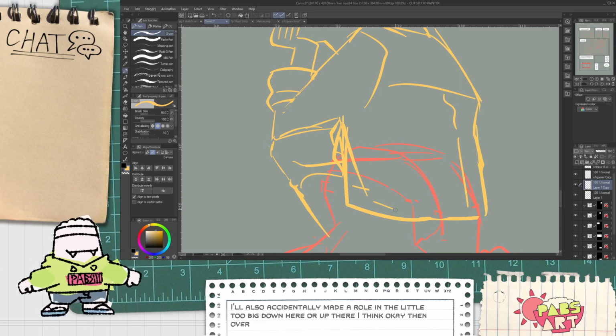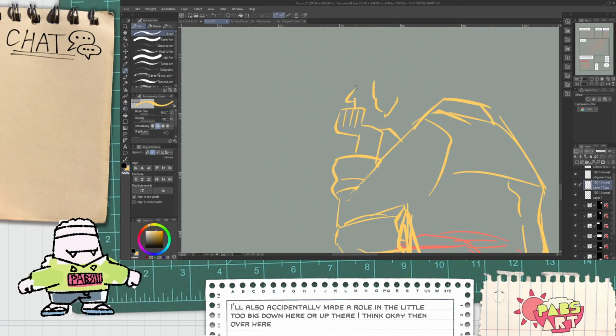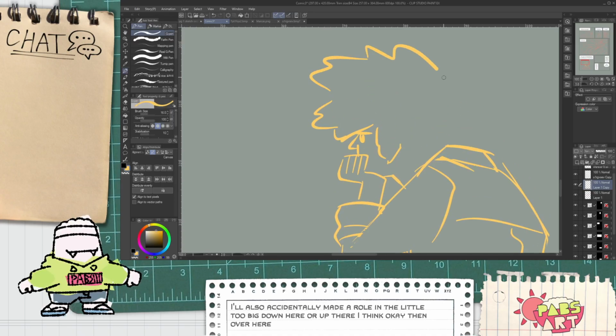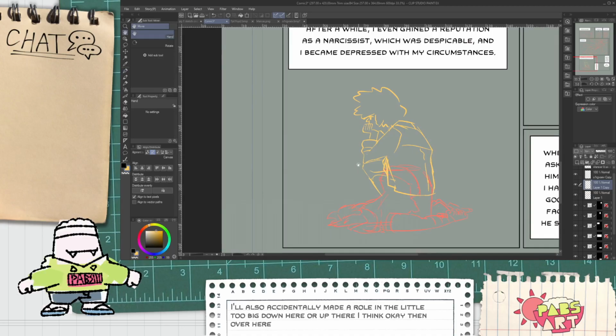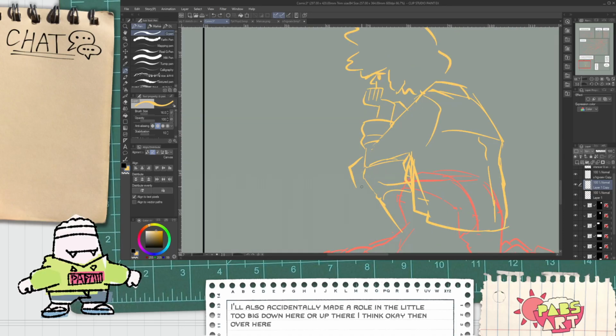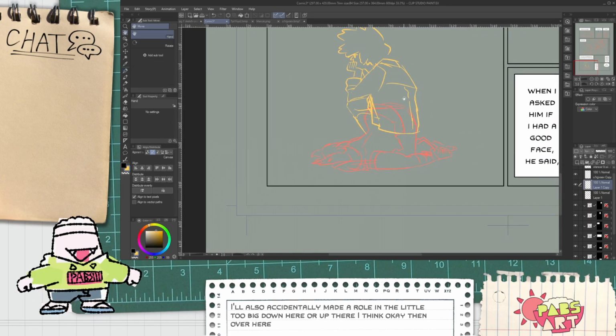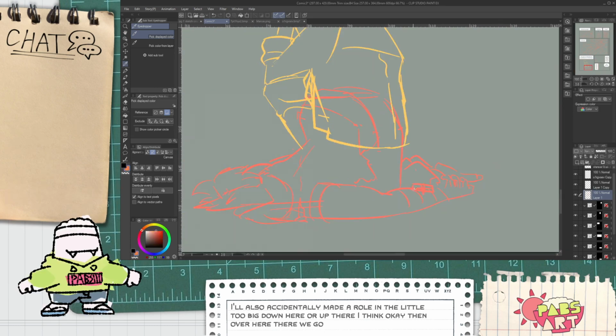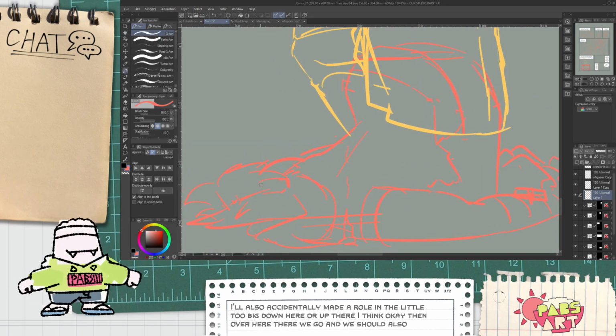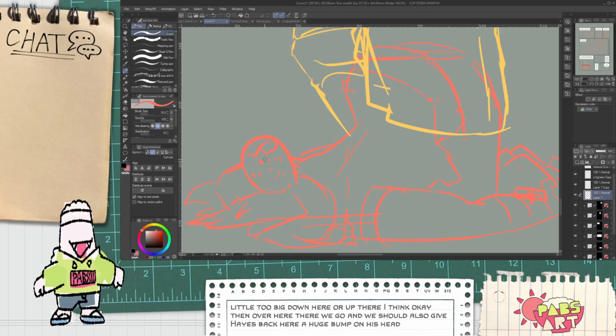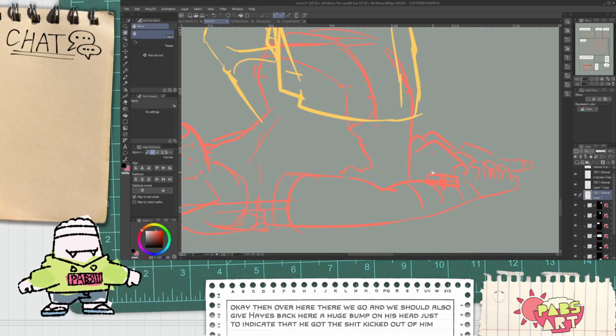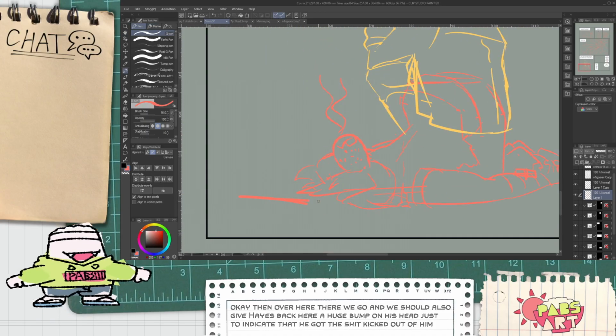Okay, then over here. There we go. And we should also give Hayes back here a huge bump on his head, just to indicate that he got the shit kicked out of him. Maybe a little bit of blood down here, too.